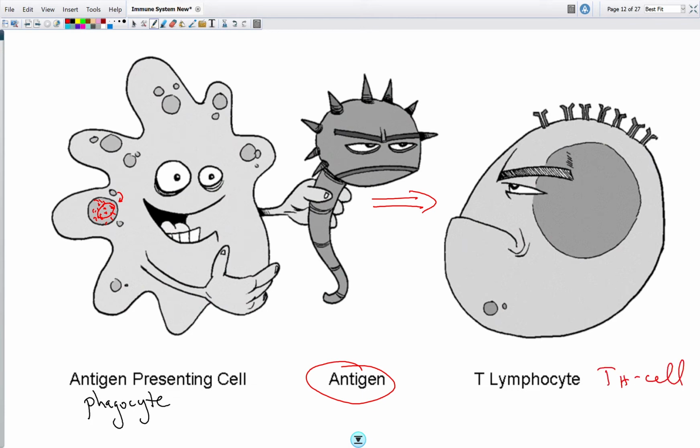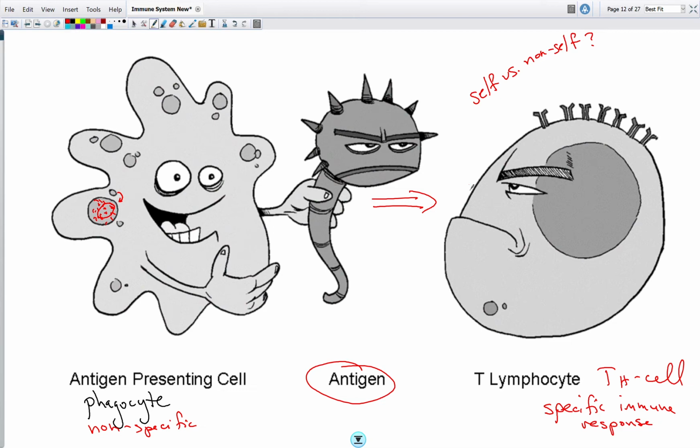And the T helper cell is the one that starts our specific immune response. Because what does it do? Well, it has to determine self versus non-self and what level of response to make. The antigen presenting cell is very non-specific in its response. Remember, its job is just to gobble stuff up. Once it's gobbled it up and presents the antigen to the T helper cell, that cell then makes the decision of how specific a response to make.